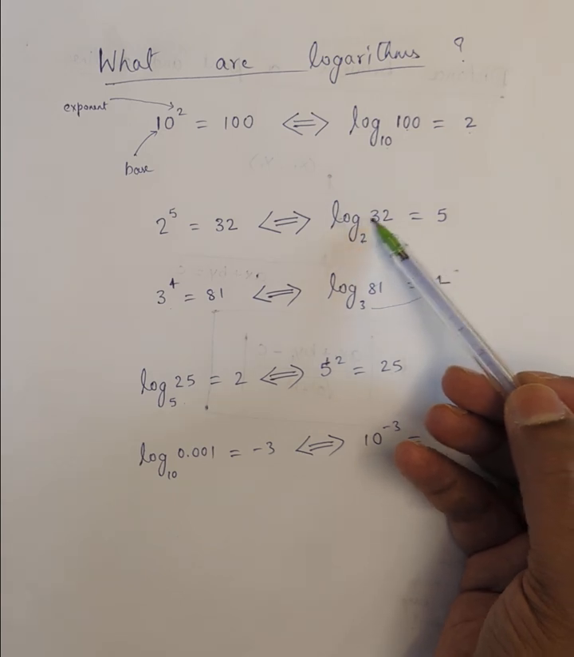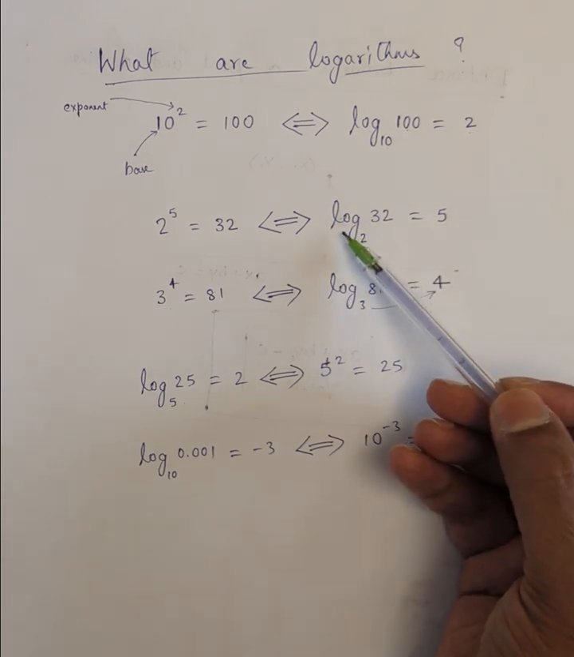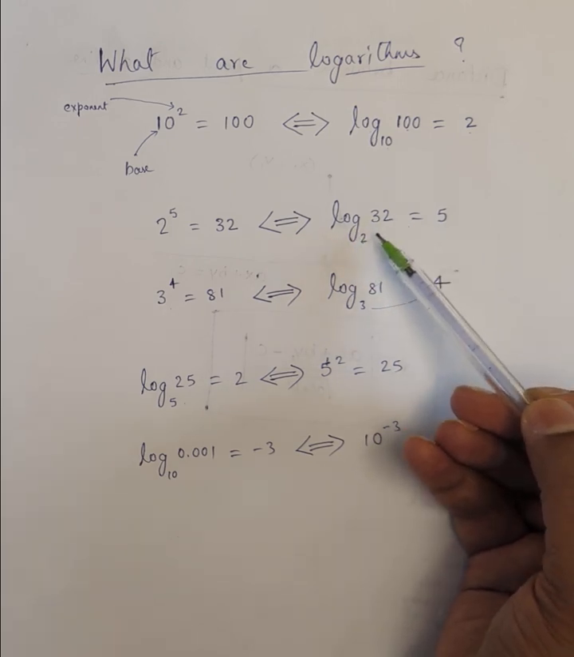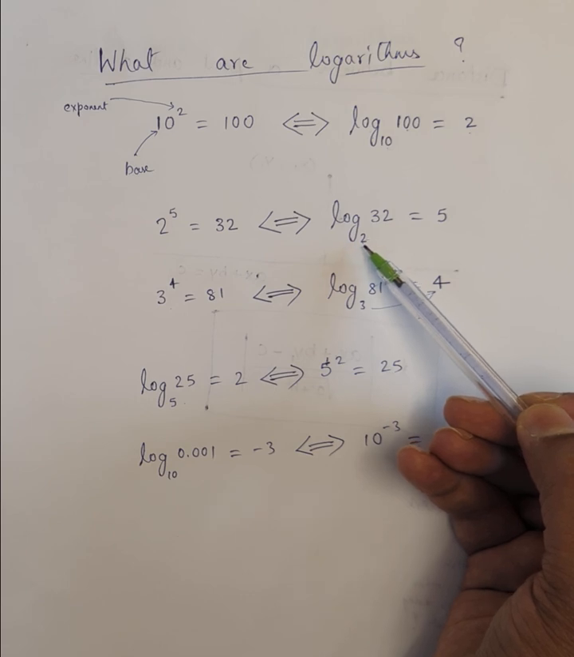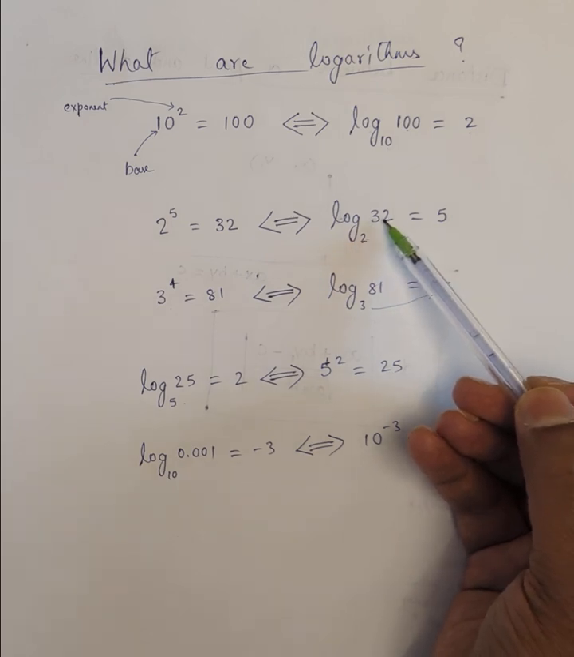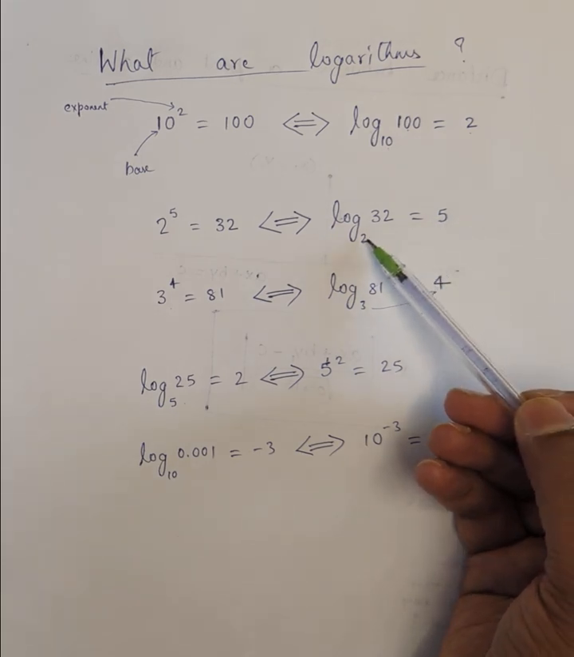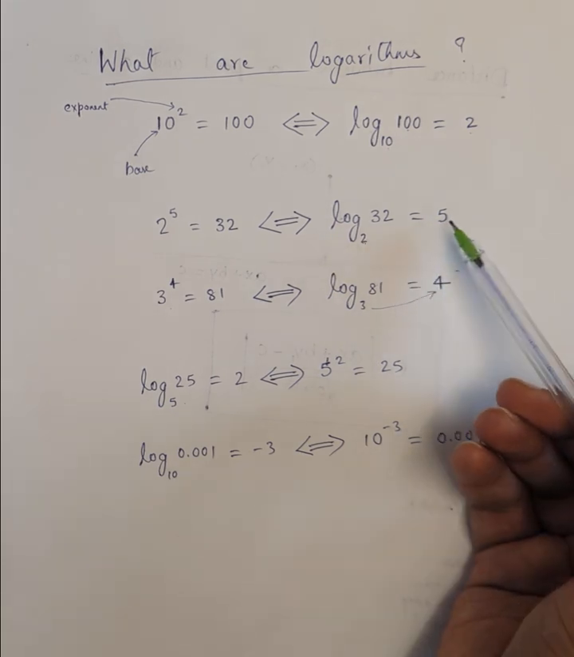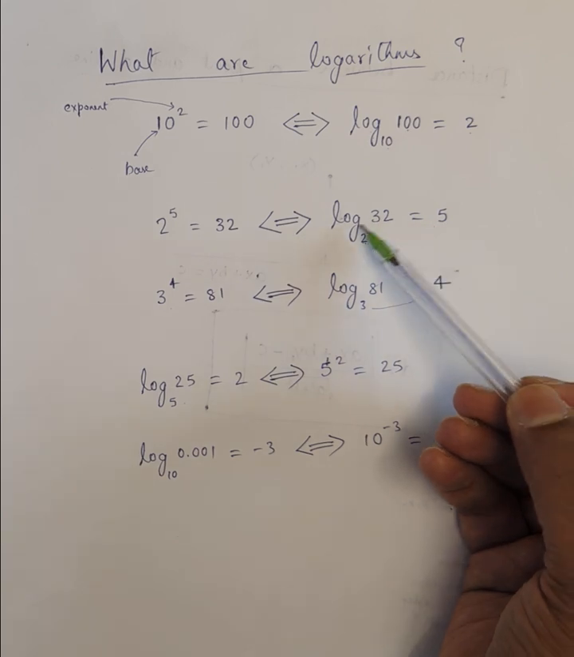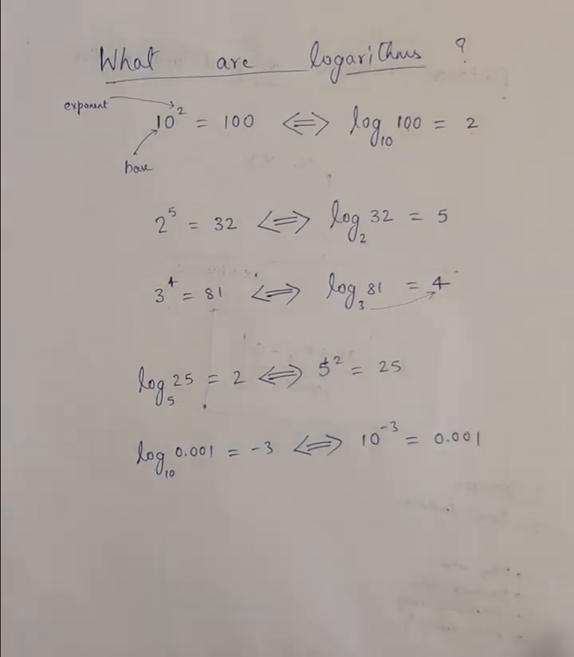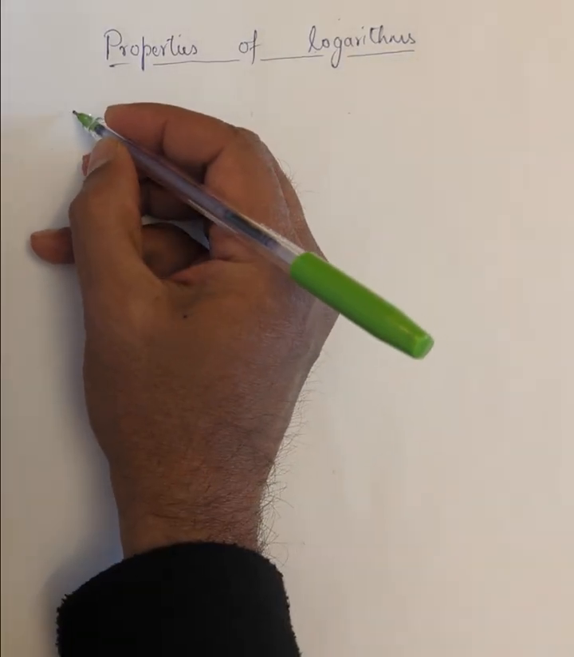So logarithm of 32, really when you write like this, log base 2 of 32, you're talking about logarithm of 32. And then you say the base is 2. So logarithm of 32 to base 2 is 5 because you need to raise this base 2 to the 5th exponent. So logarithm is nothing but that exponent. So that's what we want to remember. And now let's move on to some properties of logarithms.